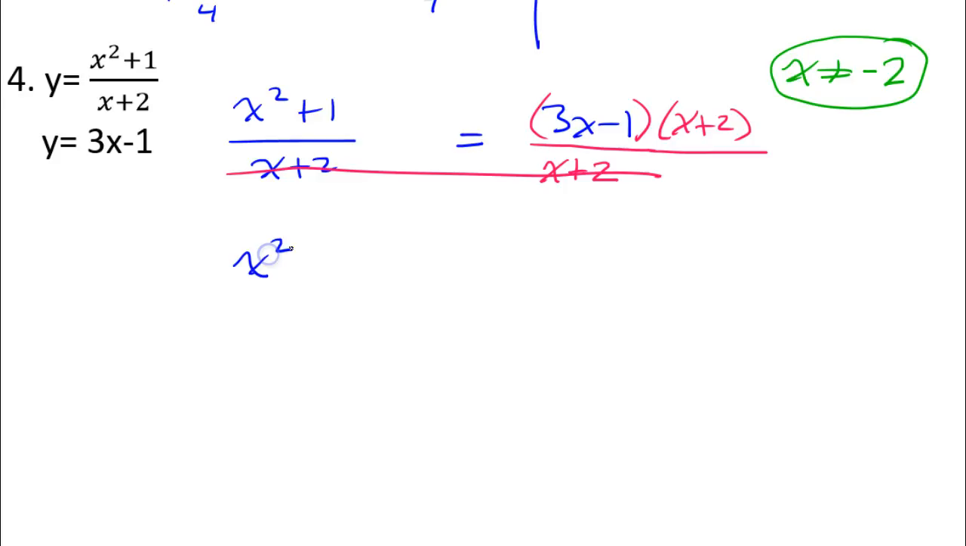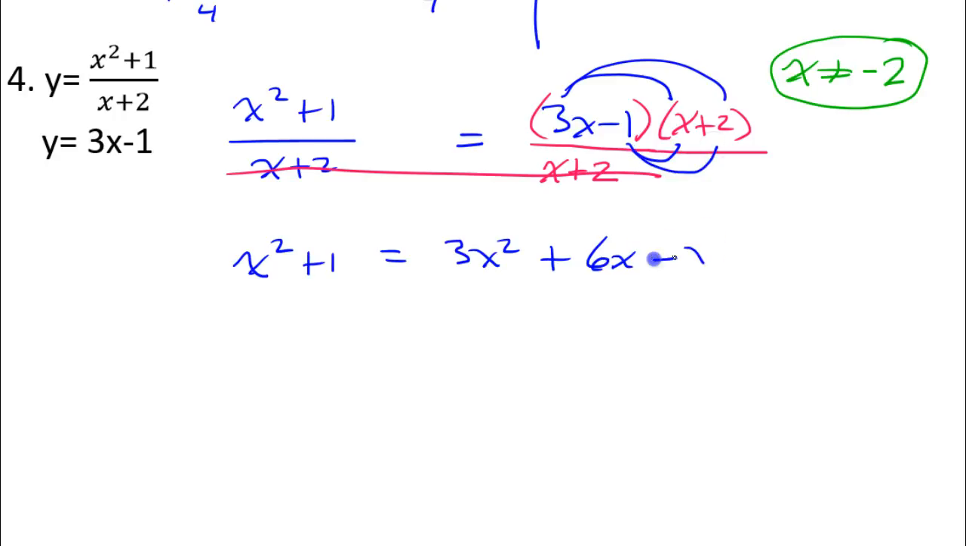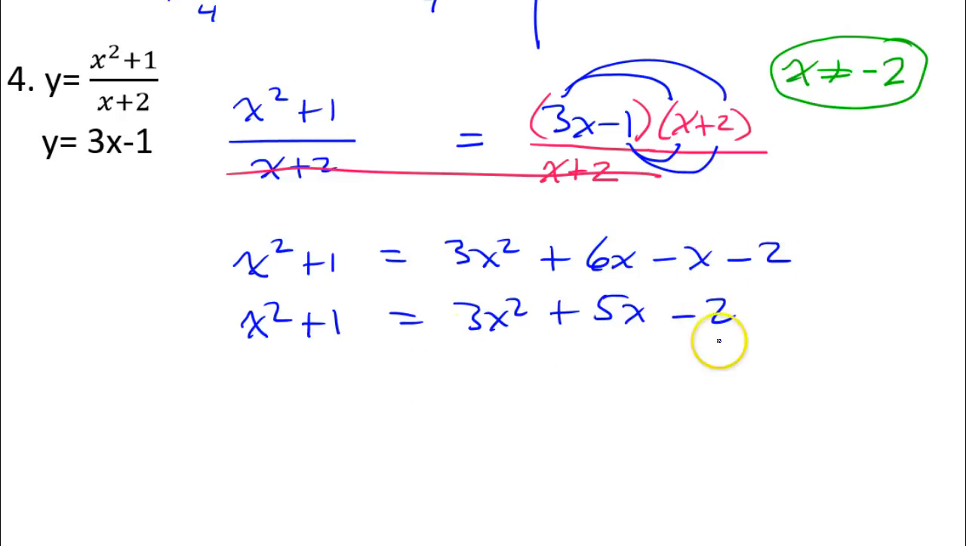So I have x squared plus 1 equals, now I need to double distribute up here. So that's going to be 3x squared plus 6x. Alright, now I'm distributing the negative 1. So that'll be negative x minus 2. So let's see, x squared plus 1, 3x squared plus 5x, because 6x minus x is 5x. Bring down the minus 2.